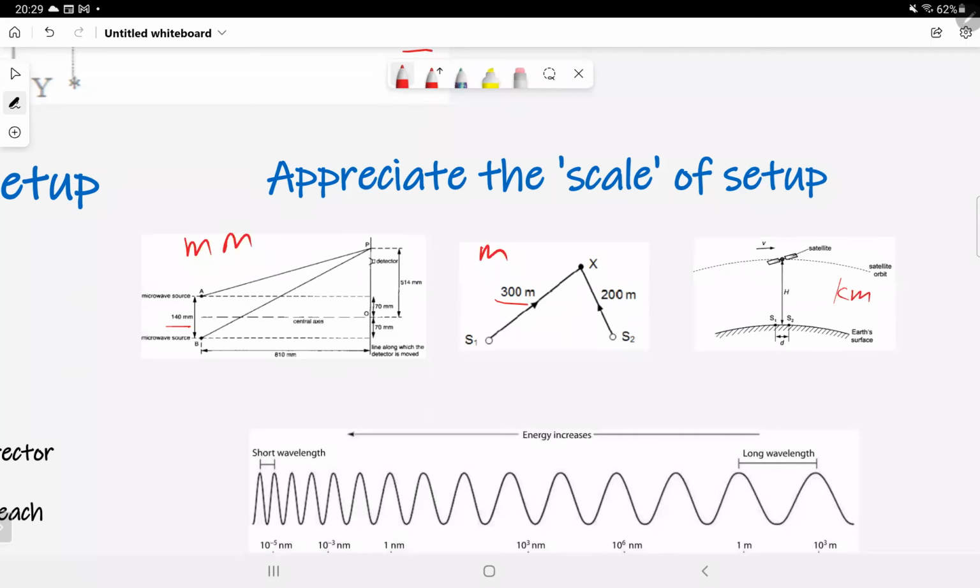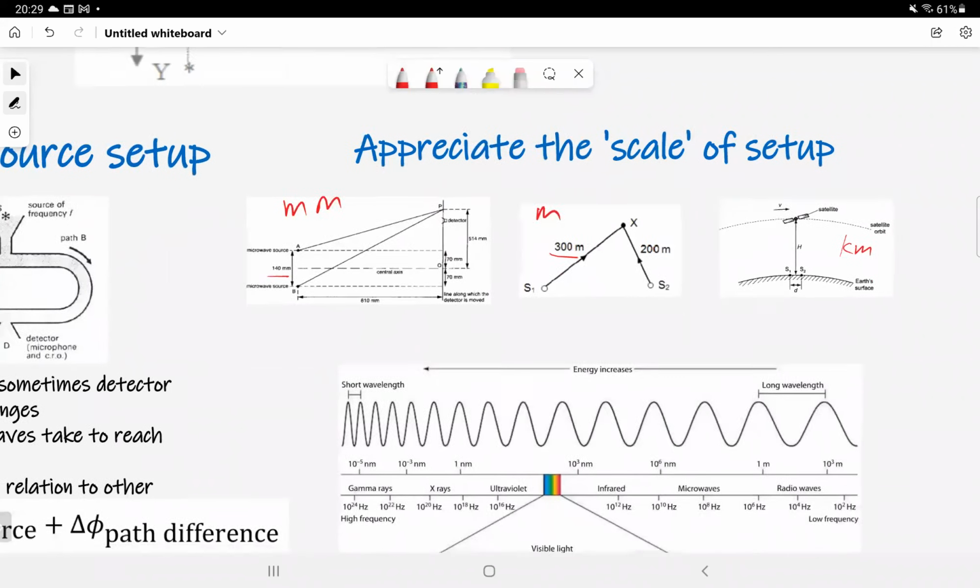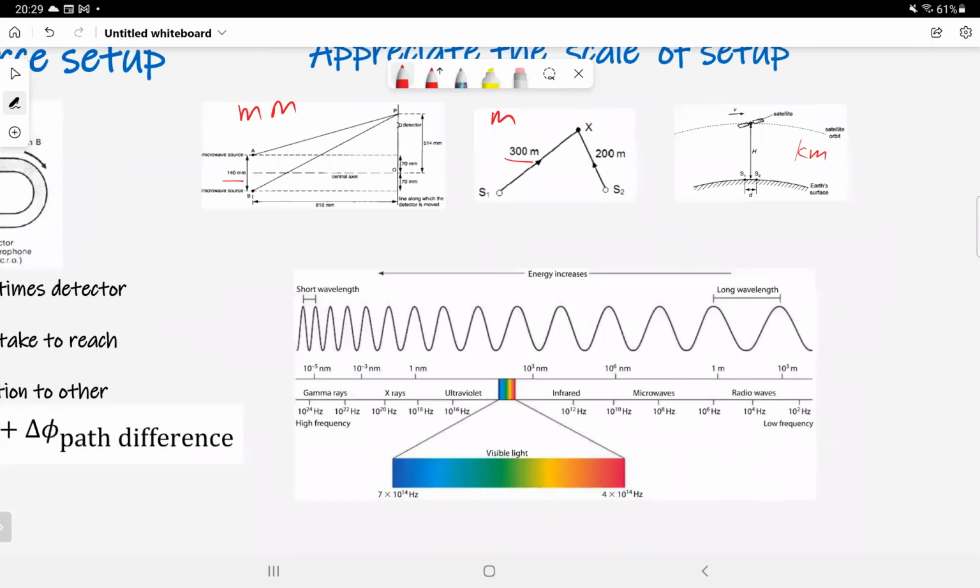The reason is because superposition is a phenomenon that can be observed in waves. And waves are so varied. You have on one end super low wavelength, on the other end super high wavelength. So different wavelengths will demonstrate the phenomenon of superposition in an observable interference pattern in different kinds of scales.